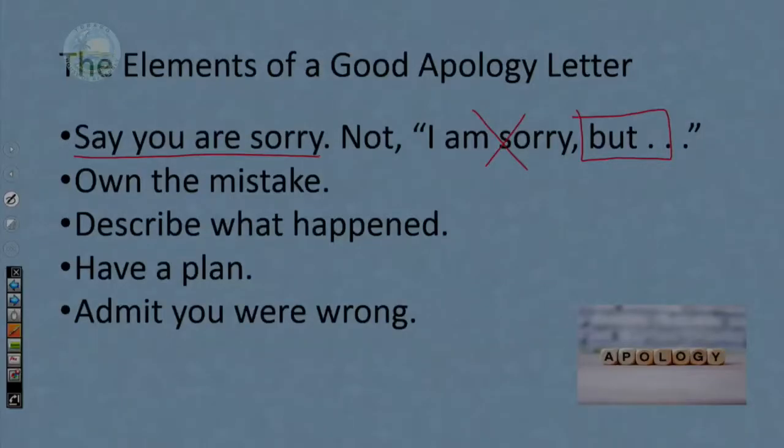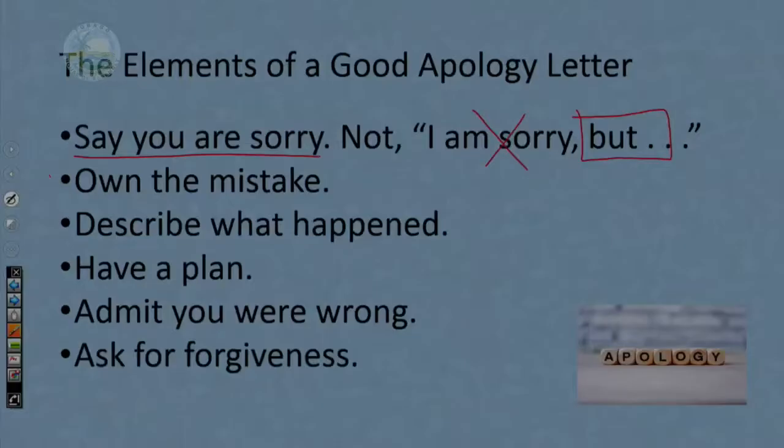Again, it goes back to what we said at the top. Do not put in the but. You want to own your mistake. So admit that you were wrong and end by asking for forgiveness. You want to end on a note that says that you hope that your apology would be accepted and that you can be forgiven. So ask for forgiveness.